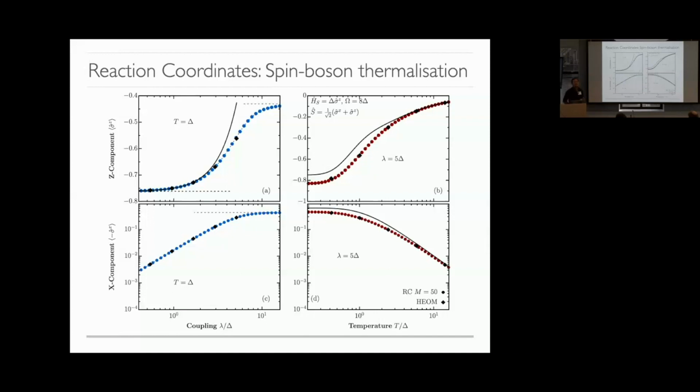So if the spectral density has a lot of low frequencies, like a subohmic or an ohmic, you're saying that the dynamics will still be Markovian?